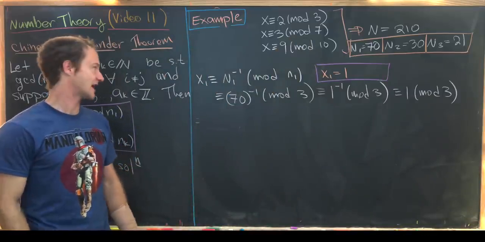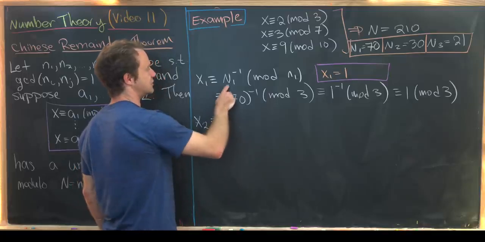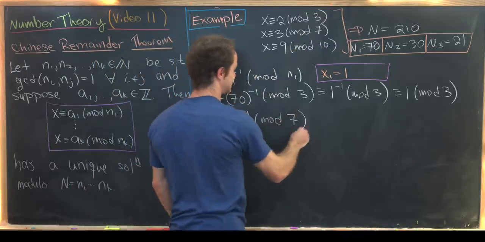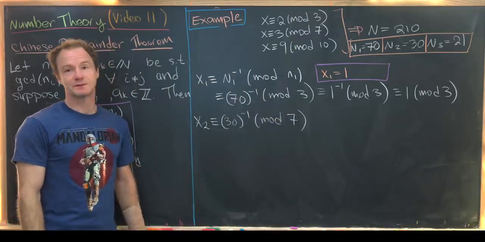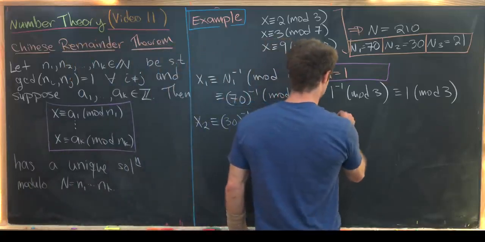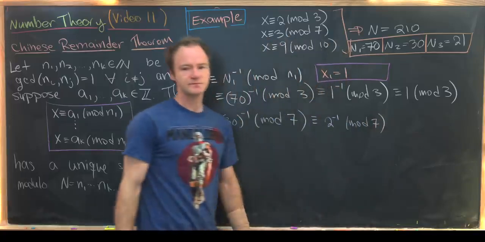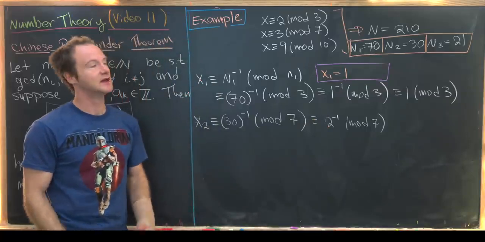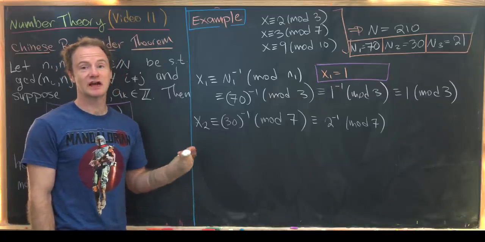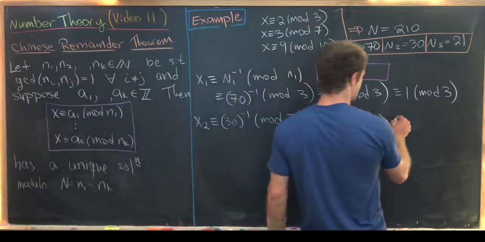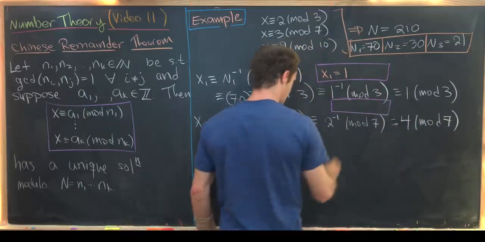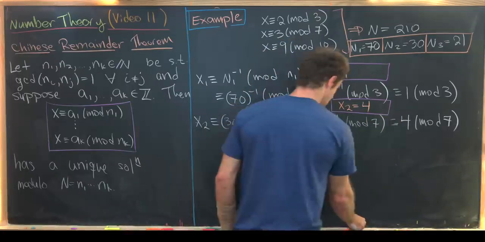And now we'll play this same game with X2 and X3. So X2 should be congruent to N2 inverse. Well, that's going to be 30 inverse modulo little n2, which is 7. But again, we want to reduce mod 7 whenever we can. So reducing 30 mod 7 will give us the number 2, because that's 2 more than 28. So this is congruent to 2 inverse mod 7. Now we just have to think about what is the inverse of 2 modulo 7. Again, you can do this with the extended Euclidean algorithm, but since 7 is pretty small, we can really just guess and check. So let's notice that 2 times 4 is equal to 8, but 8 is 1 more than 7. So that means 2 inverse is equal to 4 modulo 7. And then from this, we can take our value for X2 to be the number 4.